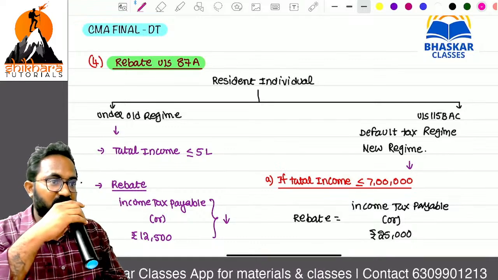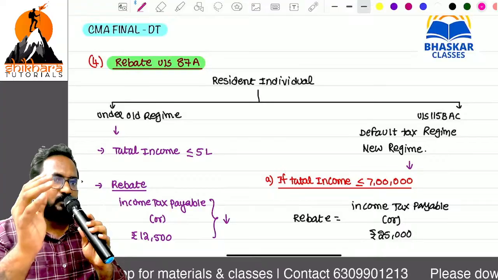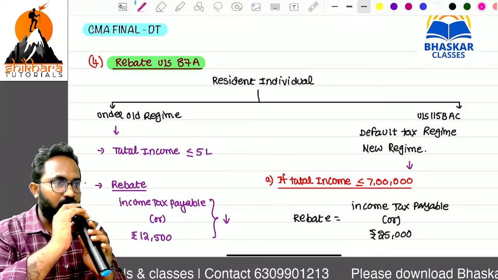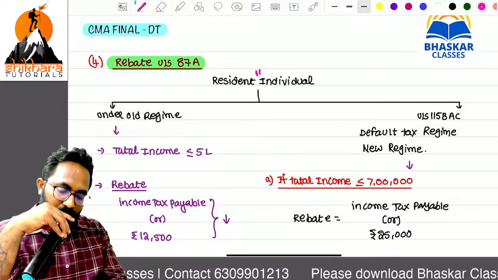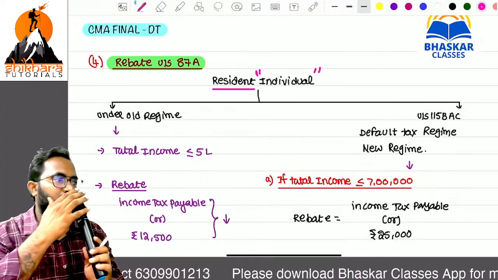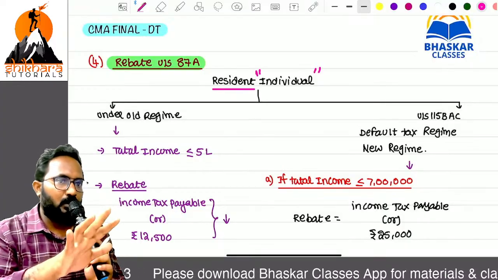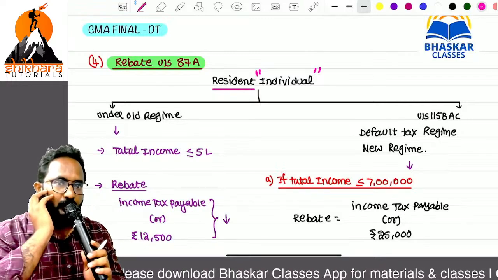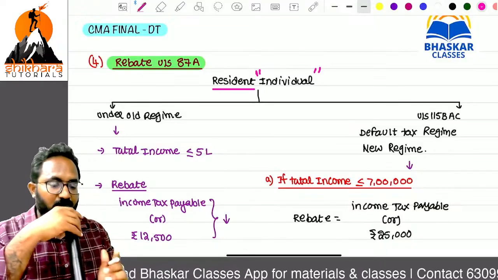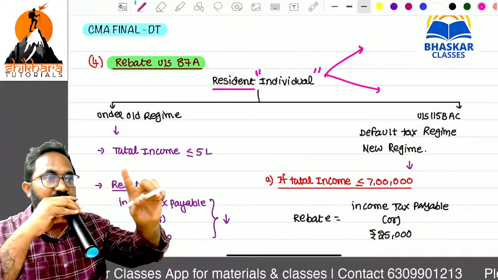Sir, who is an eligible SSE? In the person definition, we have many: individual, HUF, AOP, BOI, AJP, cooperative society, etc. But rebate is given to individuals only, and that too to resident individuals. If you are a non-resident individual, you are not eligible for rebate. If you are a resident individual, you will get the rebate. So can you tell me, an individual can follow two types of regimes? Can you tell me what the default tax regime is?